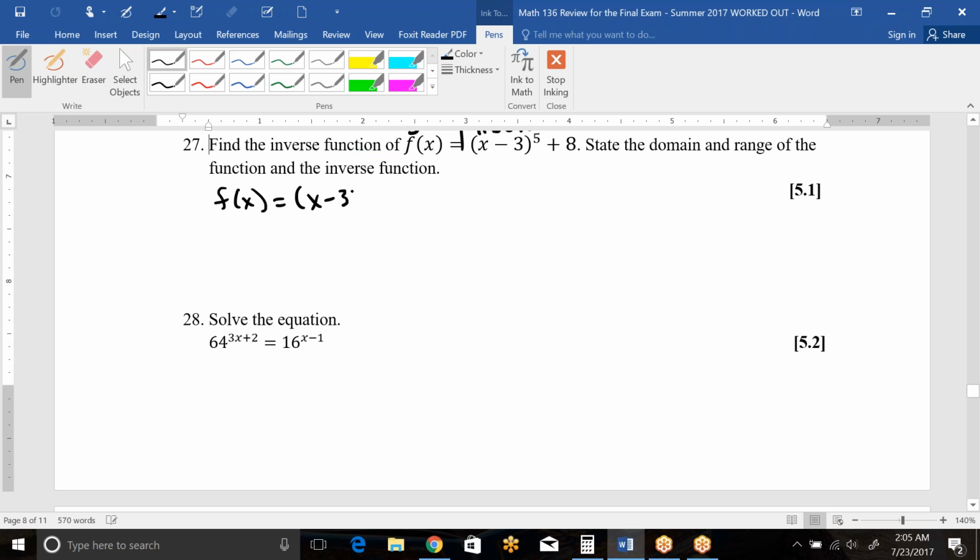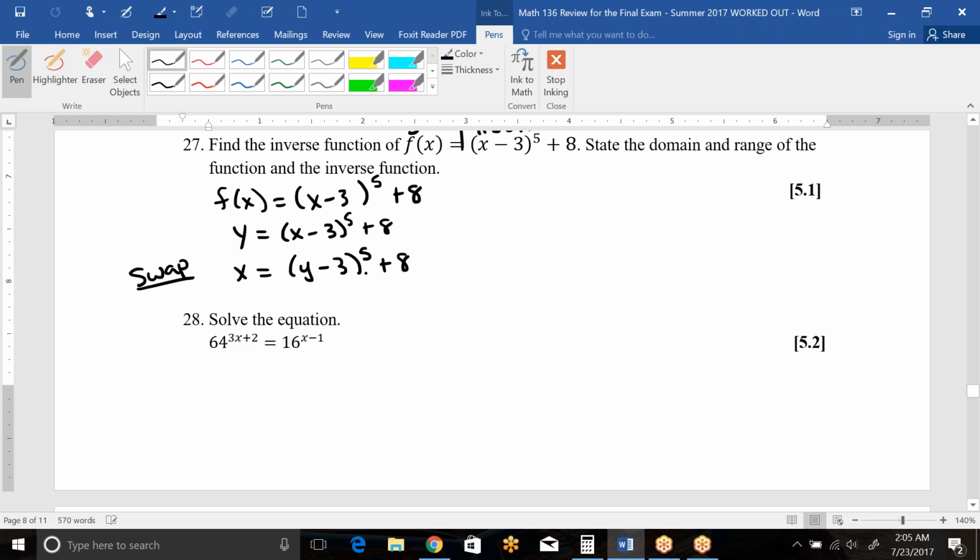x minus 3 to the 5th plus 8, and then state the domain and range of both the function and the inverse. So we think of this as y equals x minus 3 to the 5th plus 8. And then to find the inverse, you physically swap x and y. You switch the domain and range. So this will be x equals y minus 3 to the 5th plus 8.